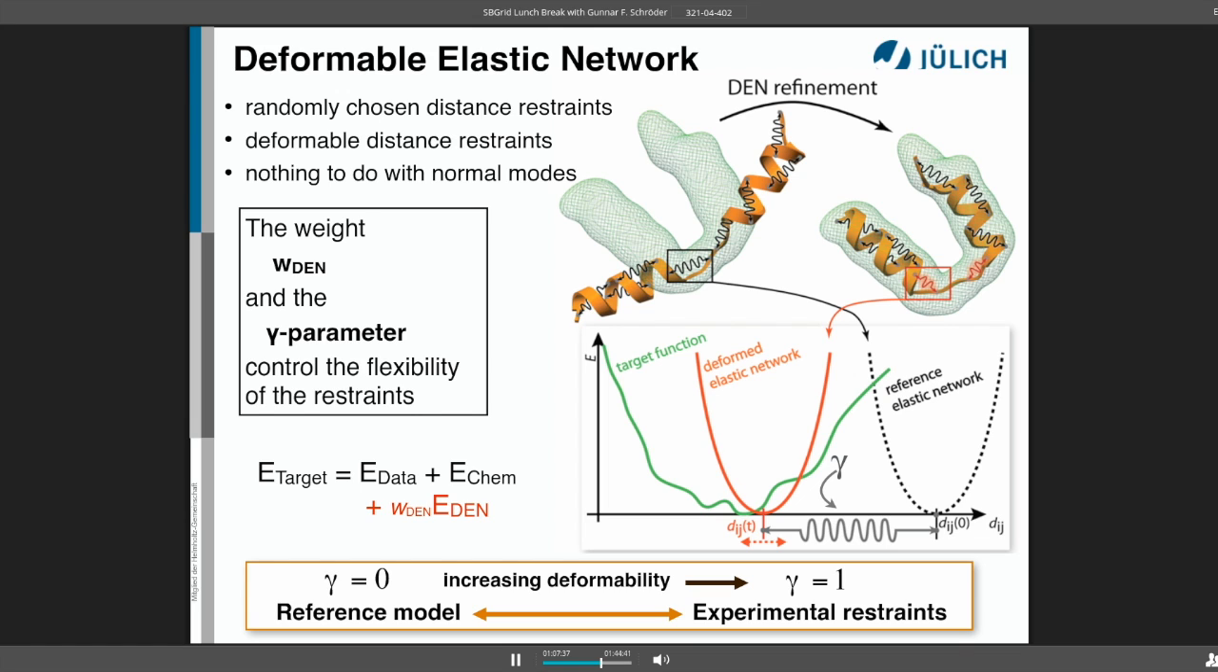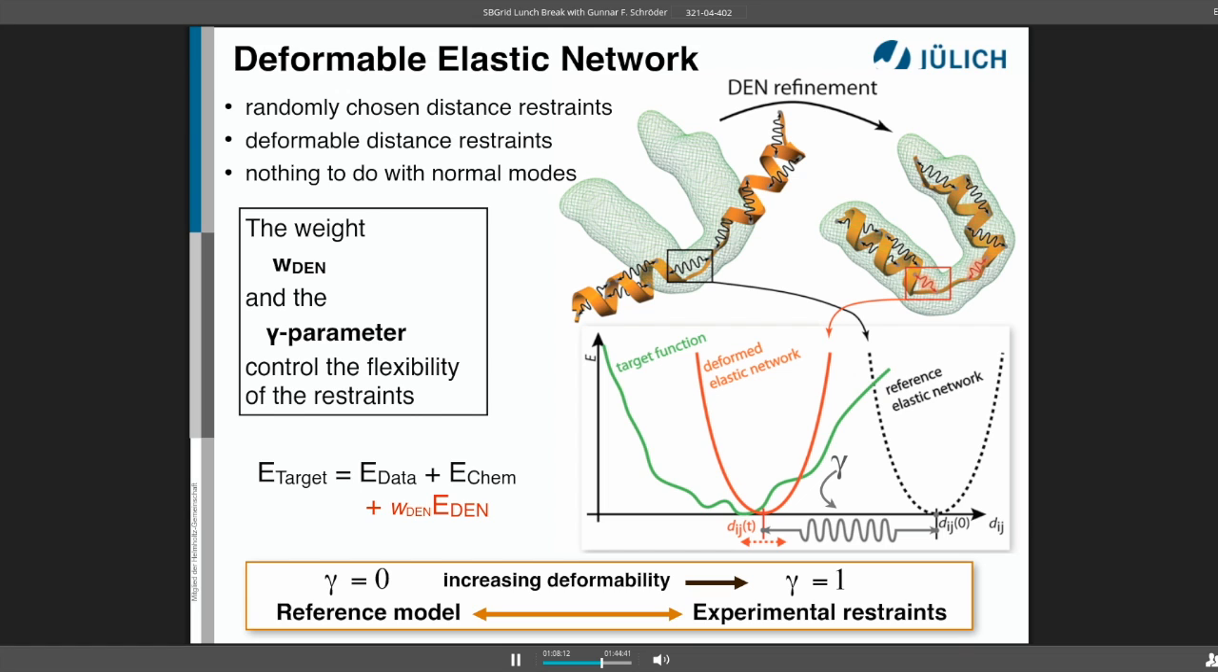And now we allow the minimum of these restraint potentials to move. So we don't just allow the model to deform, but we allow the restraints to deform. So the minimum of this potential can move. And we set this up so that it kind of relaxes towards the current structure.